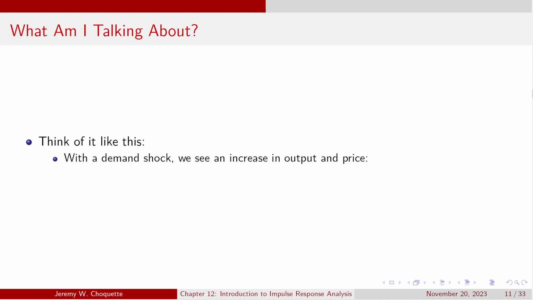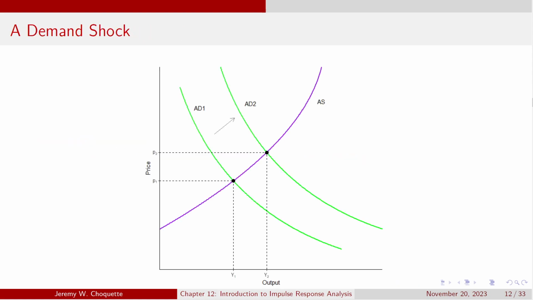So think of it like this. With a demand shock, when you look at a demand shock, demand increases, output and price move in the same direction. So if demand increases, output and price will increase. I got a pretty little picture here as proof. So demand shifts from AD1 up to AD2, and the price level increases from P1 up to P2, and output increases from Y1 up to Y2. Fairly standard stuff for any basic economics course that you take.